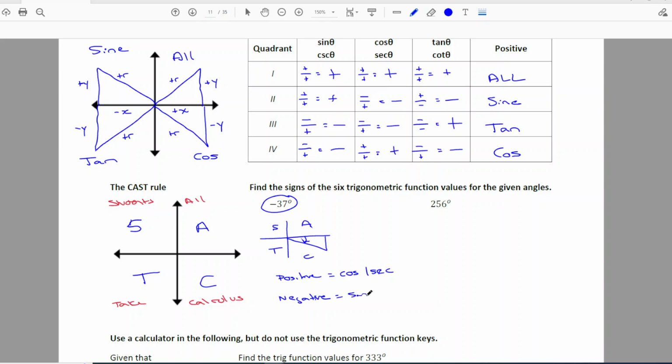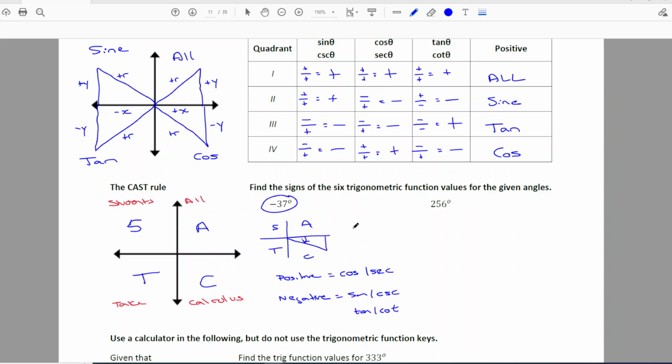So negative would be sine and cosecant and tan and cotan. It's kind of a weird exercise to do, but it's going to apply. It's kind of like baby steps, right? You've got to learn all the fundamentals, and then we get to apply these and why we care about this later. So just be okay with this rule.